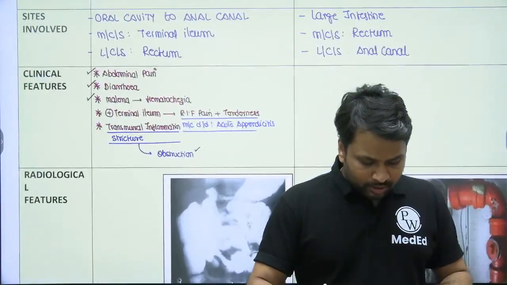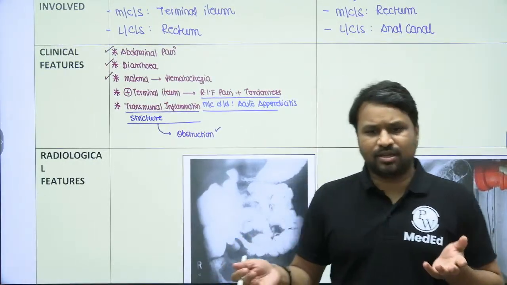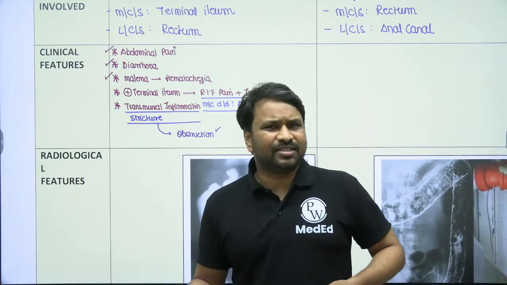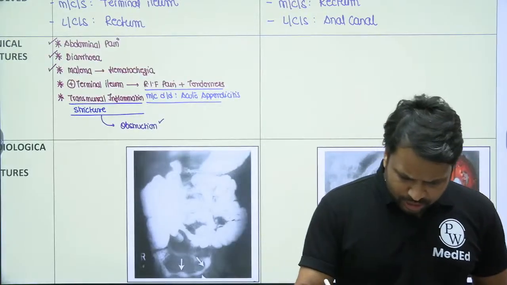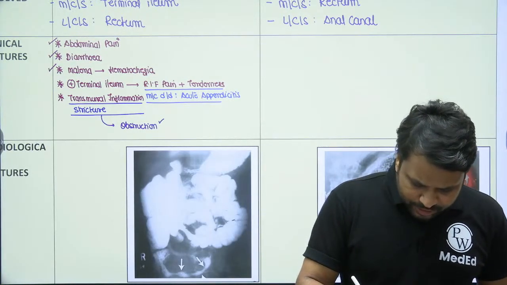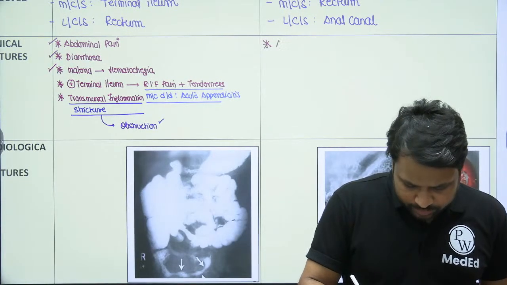So this is what you basically see in Crohn's disease. What will you see different in ulcerative colitis? Nothing as such per se. You will have the same features. Here the patient will have abdominal pain.